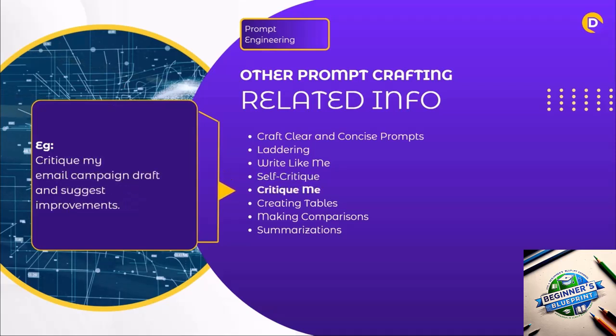Then you can use the critique me technique. This lets you request constructive feedback on your inputs. ChatGPT can provide insights, suggestions, and improvements to enhance the clarity, coherence, and effectiveness of your content. As an example, a portion of a prompt could be critique my email campaign draft and suggest improvements.